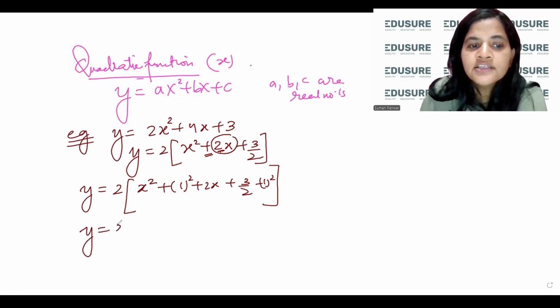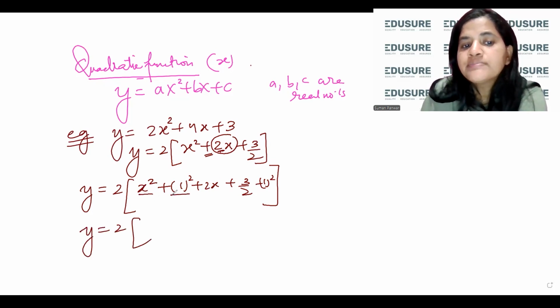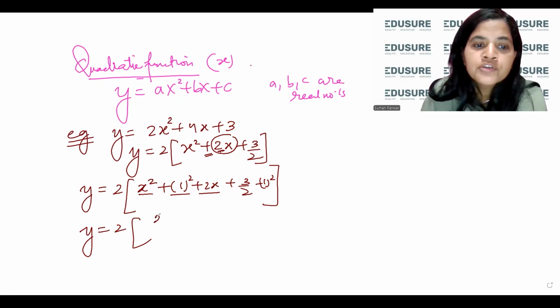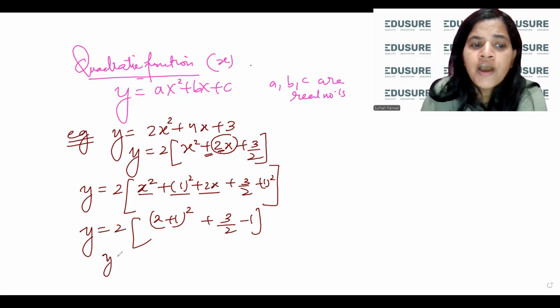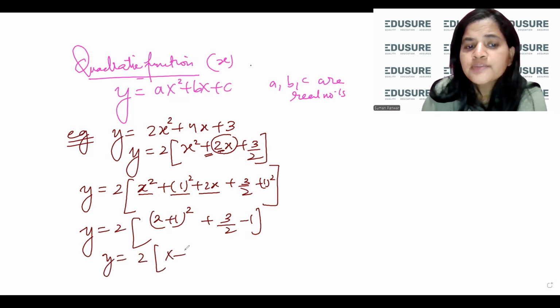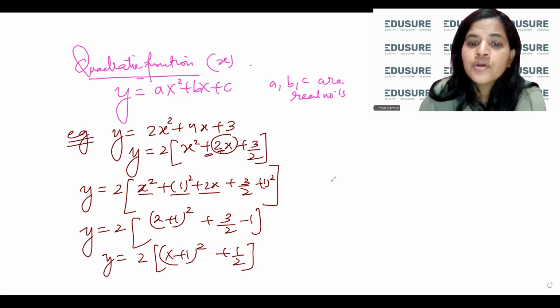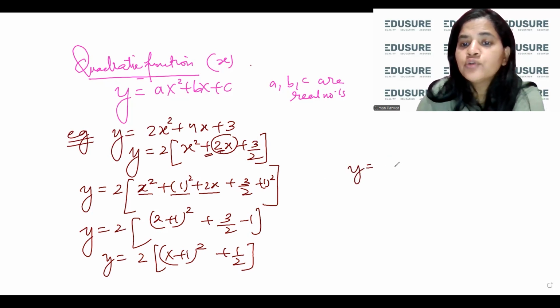So this turns into, now this is the a square plus b square plus 2ab formula. So this is x plus 1 whole square plus 3 by 2 minus 1. So y is equal to 2 times x plus 1 whole square plus 1 by 2. So y is equal to 2 times x plus 1 whole square, plus 2 into half, that is 1.